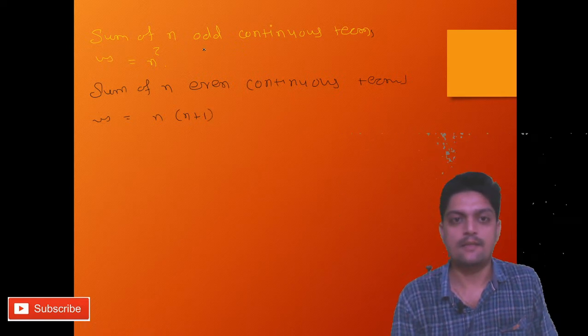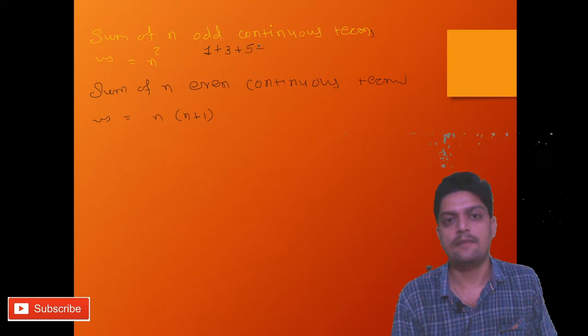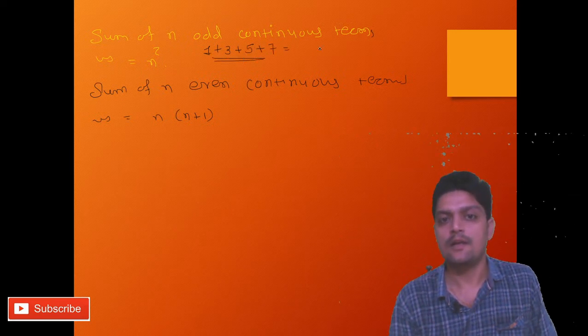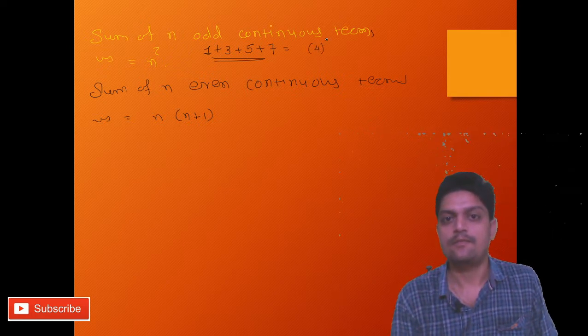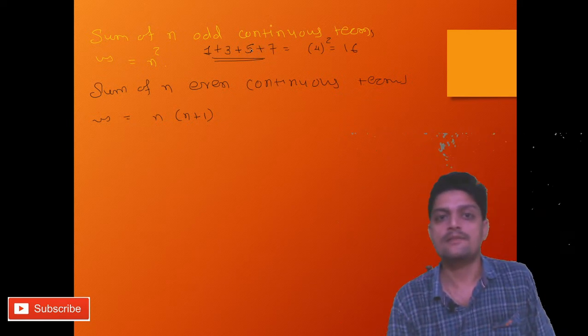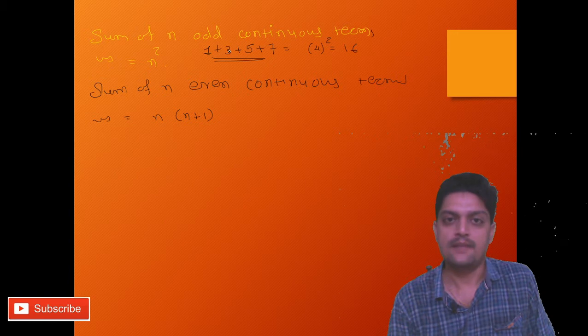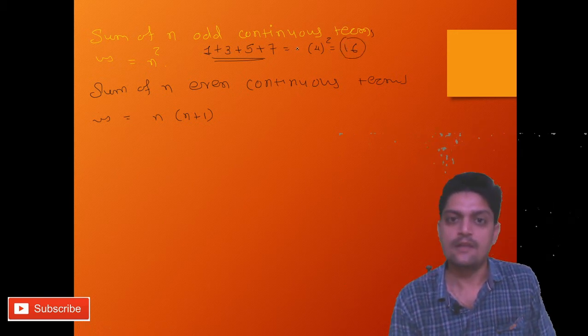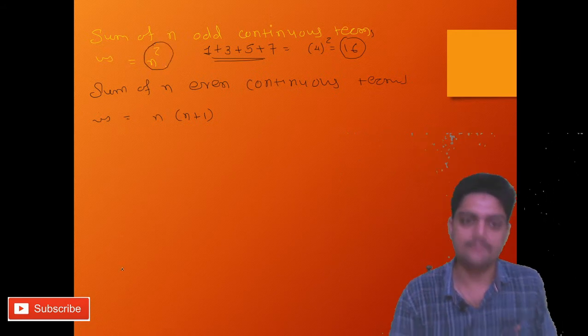See, for example, 1 plus 3 plus 5 plus 7. How many terms are here? Total 4 terms. So 4 square, that is 16. Now if you add all these numbers, 7 plus 5 is 12, plus 3 is 15, plus 1 is 16. See, this 16 comes. So directly you have to write n square.